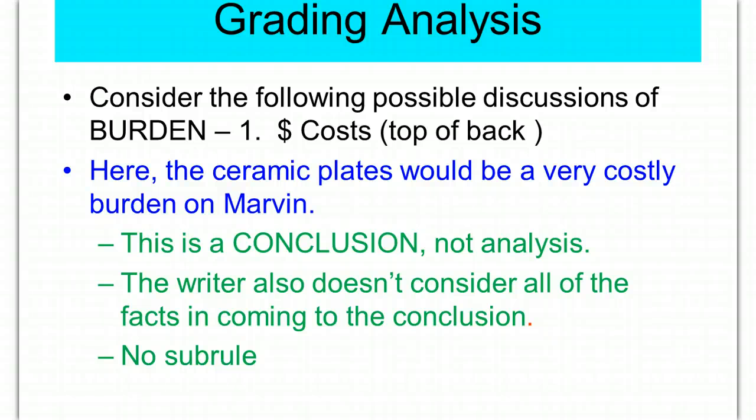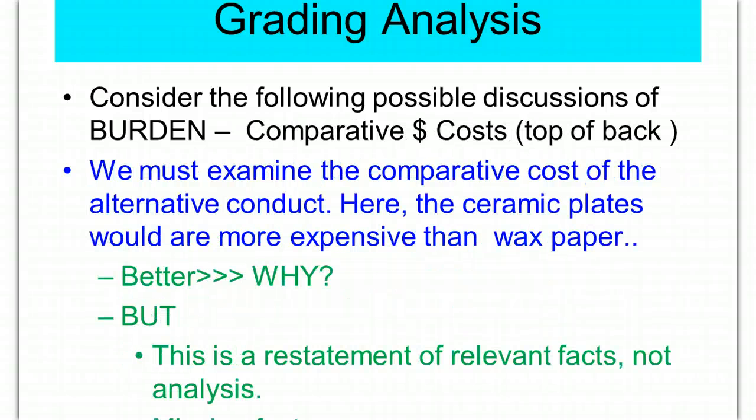So let's try a better version. Suppose they had written, we must examine the comparative costs of the alternative conduct. Here the ceramic plates are more expensive than waxed paper. Notice this is a better answer. You have a subrule right here that to assess burden we have to look at the comparative cost of the alternative conduct, but we still simply have a statement of the facts. So do you see, this is simply a restatement of relevant facts, not analysis.